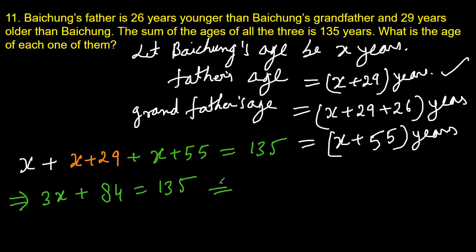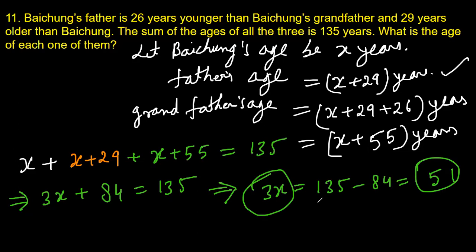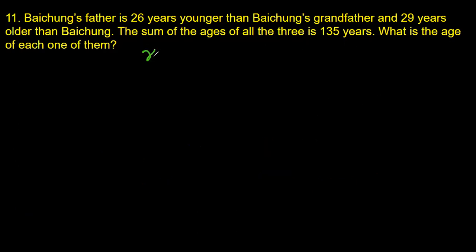Should we take 84 to the other side? This implies 3x is equal to 135 minus 84. And 135 minus 84 is 51. So we're getting 3x is equal to 51, which means x is equal to 51 divided by 3, which is 17. If x is 17, x was the age of Baichung. So that means Baichung is 17 years old.